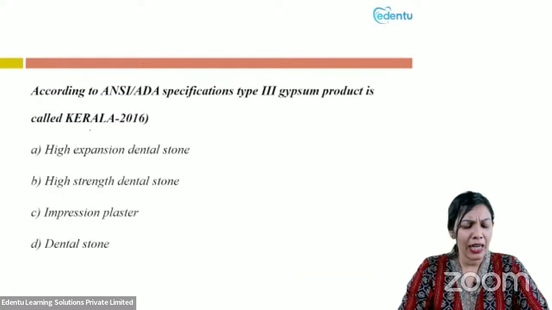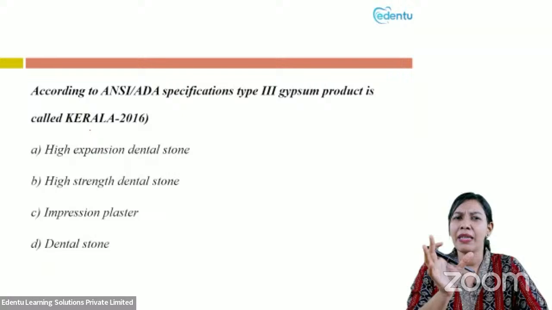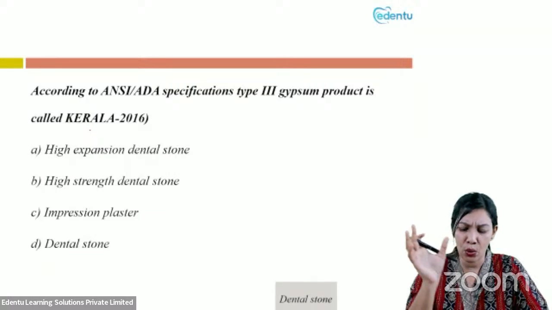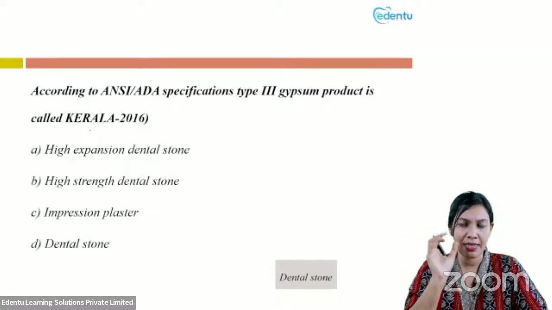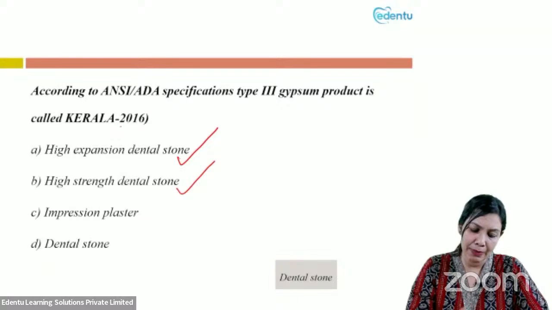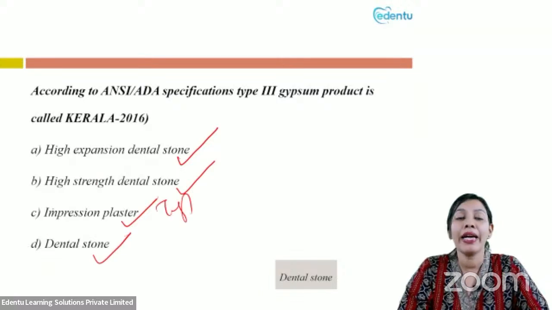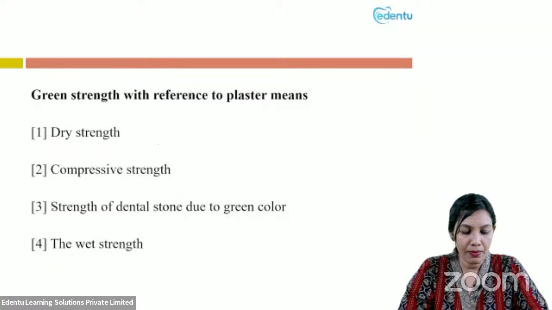Next is, according to the ADA specification, type 3 gypsum. You need to think what type 3 was. Type 3 comes in the green color, that is dental stone. So that is the answer, dental stone. Type 4 is high strength. Type 5 is high strength, high expansion type. Impression plaster is the first one. Think like first we'll be taking the impression, the type 1. And the answer is type 3 is dental stone.